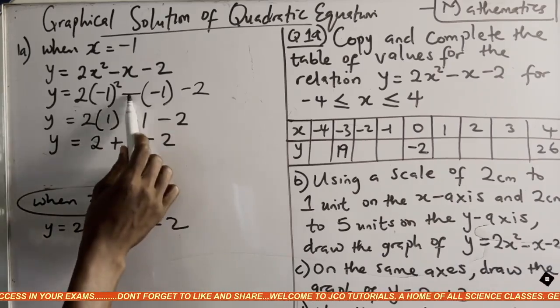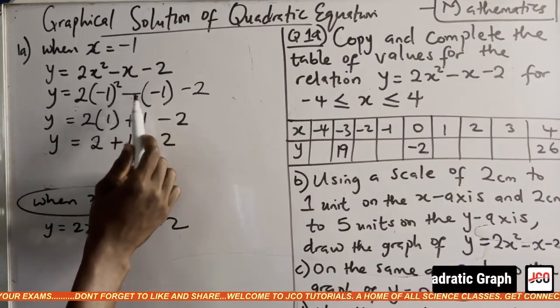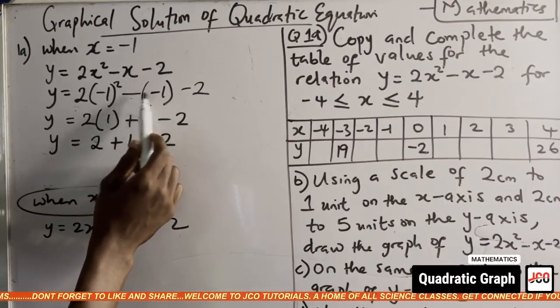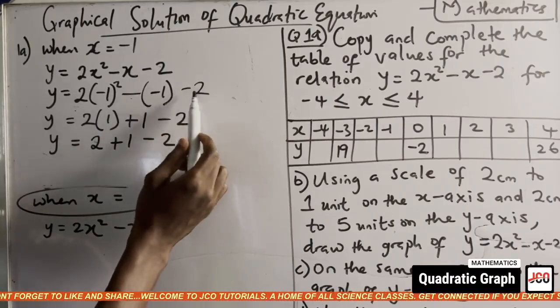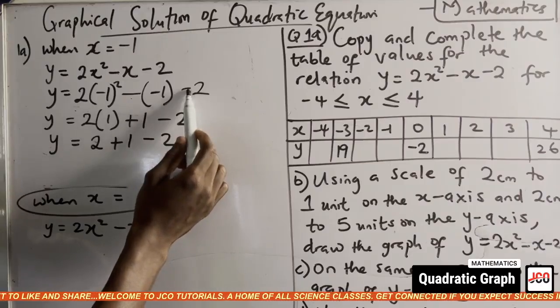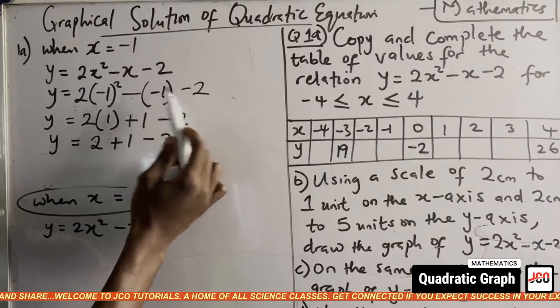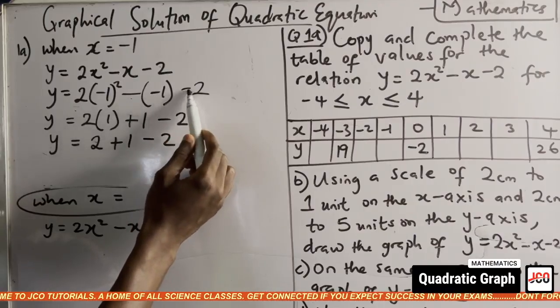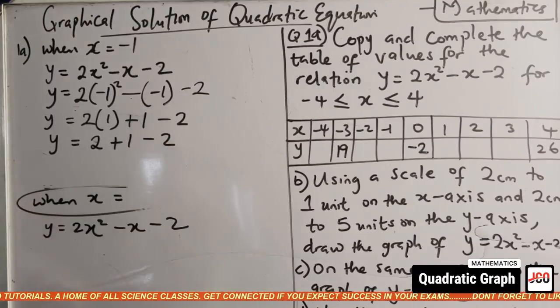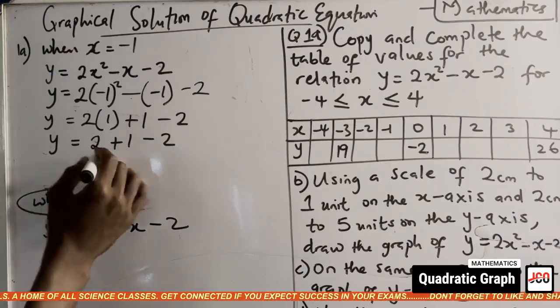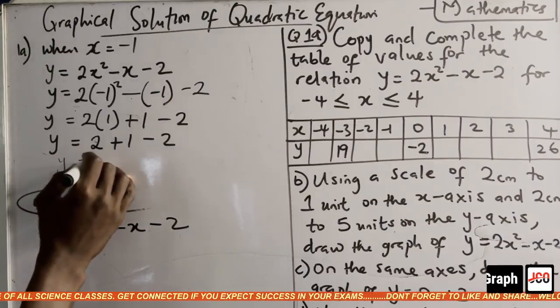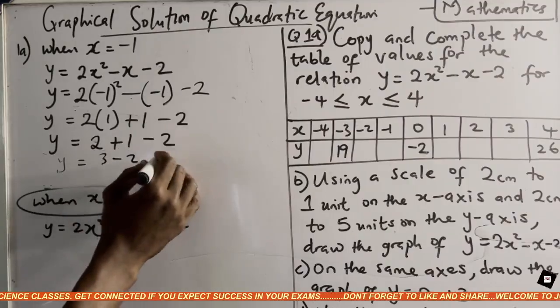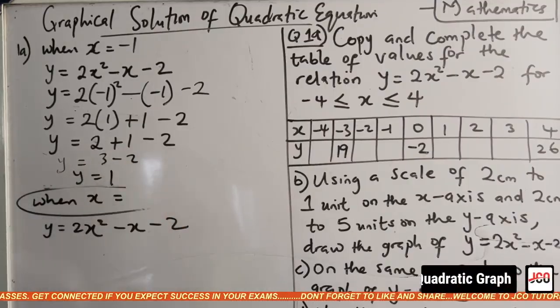Please take note, I did minus and minus here because this is a bracket. Brackets multiply themselves. But this is -2, you will not go and do minus times minus. No. This is not multiplying this. This is -1, then on its own, you have -2. So they're not multiplying themselves. 2 plus 1 is 3. Then 3 minus 2 gives me 1.